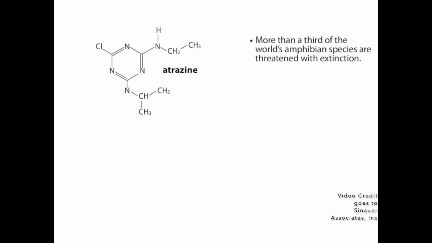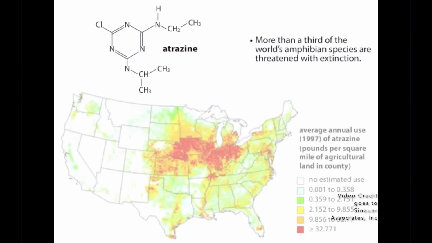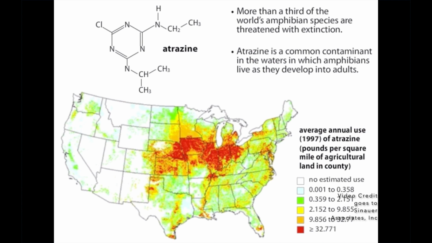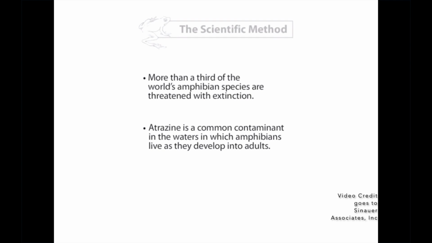Hayes knew that the weed killer atrazine is the most widely used chemical herbicide in the U.S., and probably the world. More than 70 million pounds of atrazine are applied to farmland in the United States every year, with the highest use shown in red in the corn-growing regions of the Midwest. Hayes also knew that atrazine is mostly applied in the spring, when amphibians are breeding. Atrazine is a common contaminant in the waters in which amphibians live as they develop into adults. A few experiments from Hayes' laboratory will highlight a scientist's most powerful tool, the scientific method.